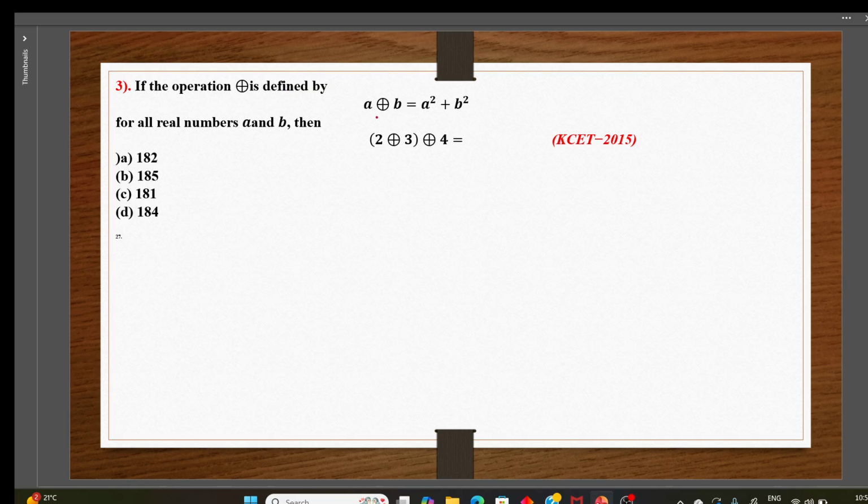The third question is, if the operation, this symbol, is defined by a symbol b. Let us consider just a symbol here. It is a different symbol, it is an algebraic operation also. So here a symbol b is equal to a square plus b square.